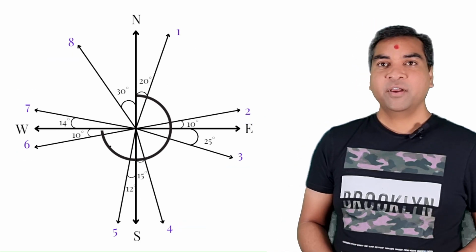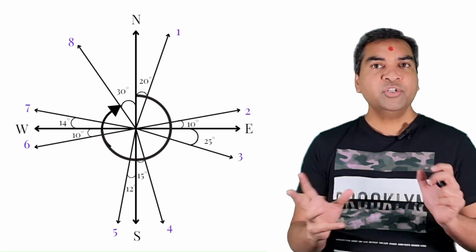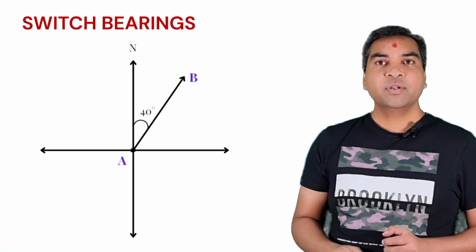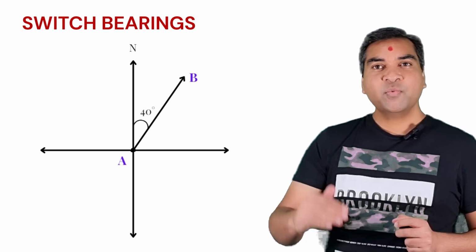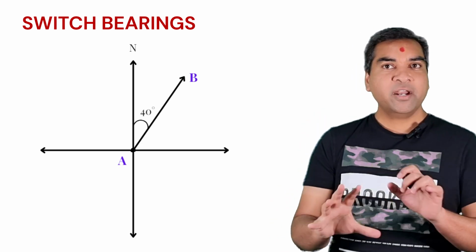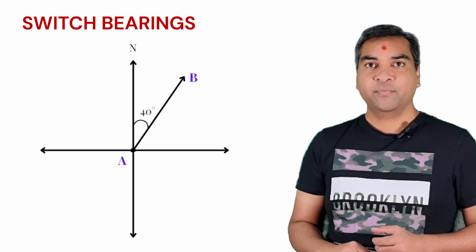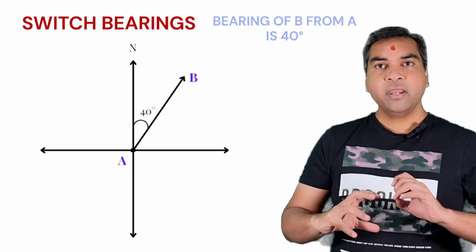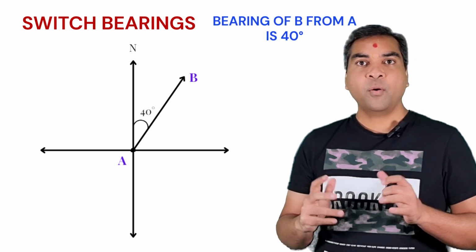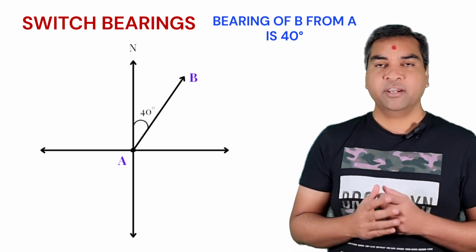Now friends, we will learn how to switch bearing. Many students find it very confusing. So please kindly try to follow it very step by step, and that is going to be very, very clear for you. So let us say the first thing given is bearing of B from A is 40 degree.